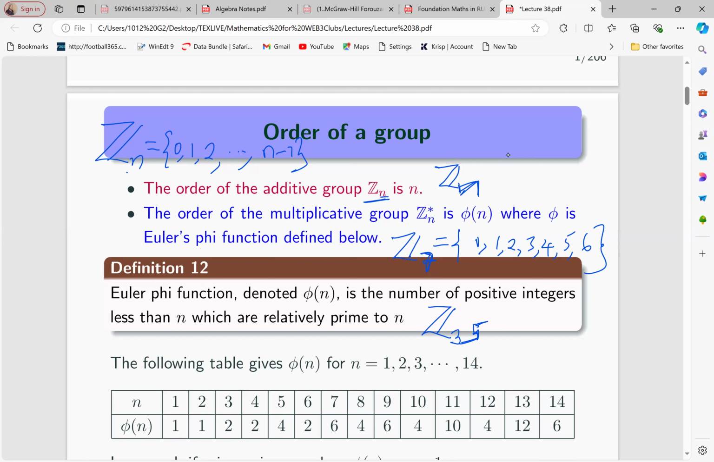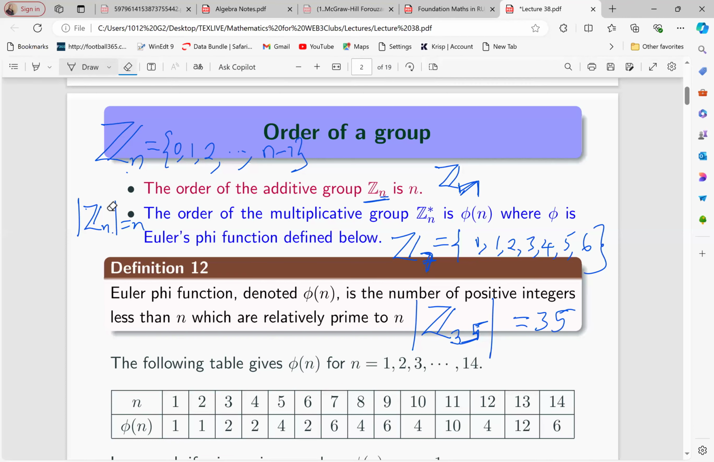So this is how we denote the order. If somebody writes this, this means the order of this group. The vertical lines are a command to find the order. So I can say the order of this group is n, or the order of this group is 35. So that is how we denote the order of a group. That is for the additive group.